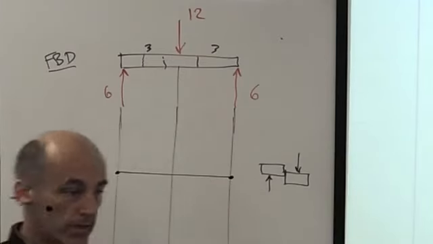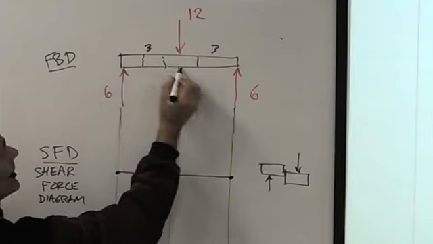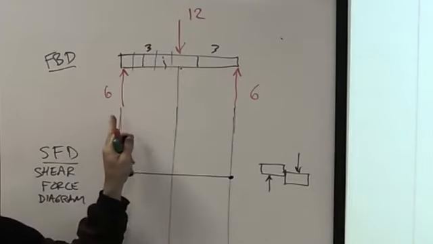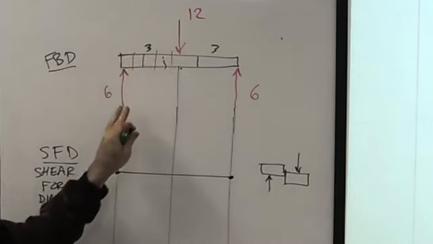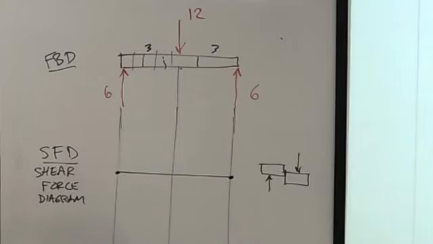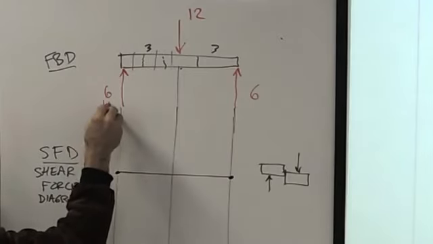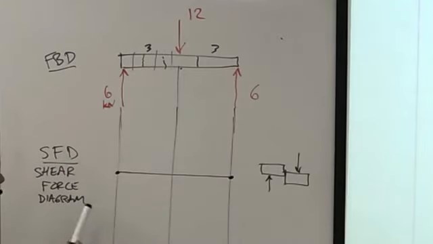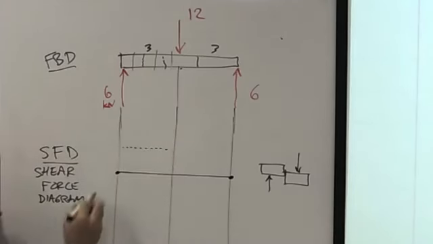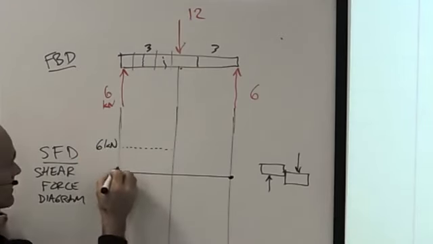If I was to cut anywhere between here and here, no matter where I slice it, the left-hand side will always go up by 6. Because how much is the left-hand side being pushed up? 6 kilonewtons. I have 6 kilonewtons on the left-hand side, and it's trying to push it upwards. So the shear force diagram is 6 everywhere. At any point, it's 6. So the graph looks like this.